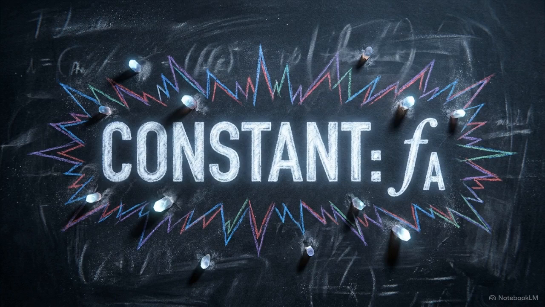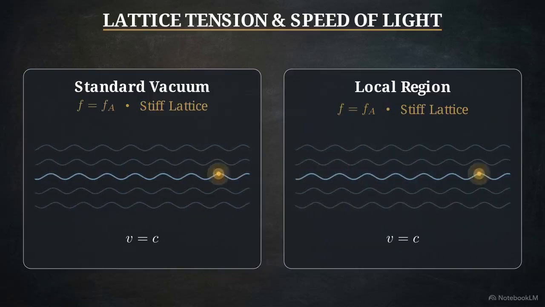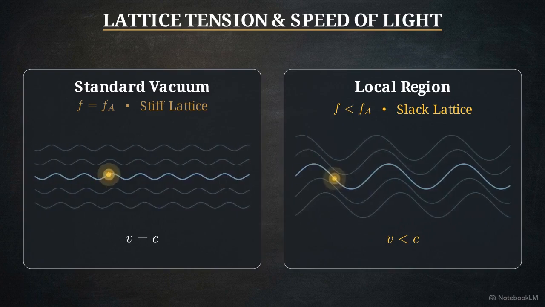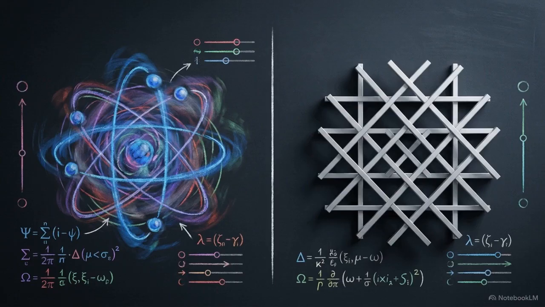That frequency is constant at 1.41 times 10 to the 42nd power hertz. If the underlying frequency of a region drops, the ripple rate of any photon passing through it must drop as well. This deterministic model replaces the probability-based predictions of standard quantum mechanics with rigid mechanical causality.